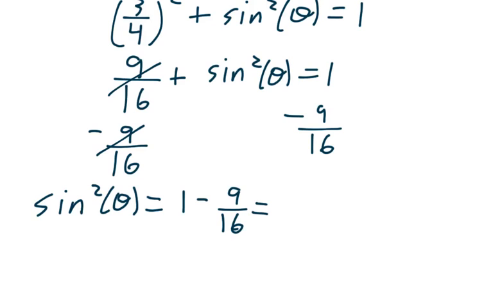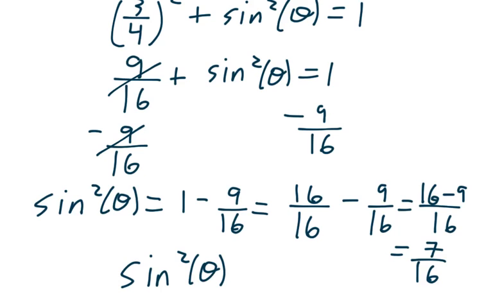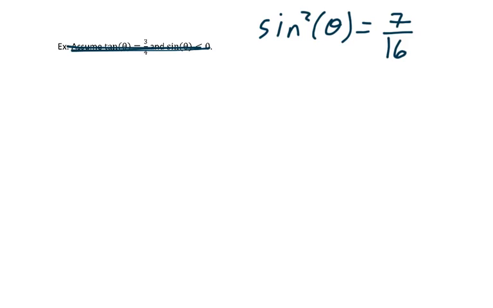Okay, that's good. Well, remember, we want to calculate this. So 1 is 16 over 16. So we have 16 over 16 minus 9 over 16. Well, of course, that's just subtracting the numerators. In other words, we get this, and this is just 7 over 16. But now the question is, what about sine of theta? From here we get sine squared of theta equal to 7 over 16.